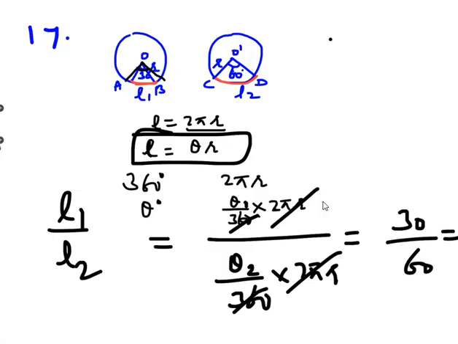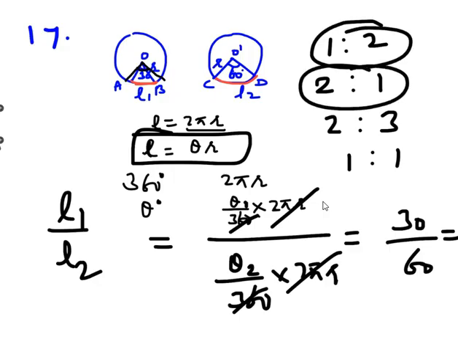See, don't get confused. The options are given as 1 is to 2, 2 is to 1, 2 is to 3, and 1 is to 1. It should be between 1 is to 2 or 2 is to 1. Select it carefully. It could have been 2 is to 1 also, but the question should have been the ratio of the outer versus the inner arc. The wordings can also be misleading. So read the words carefully.